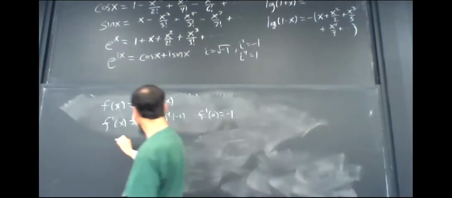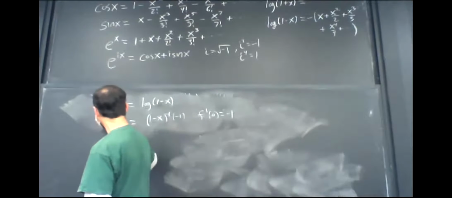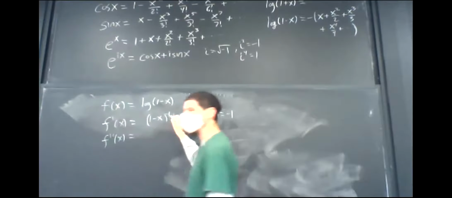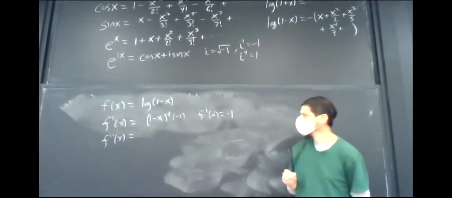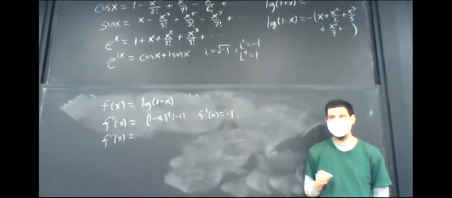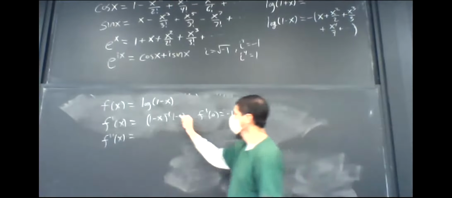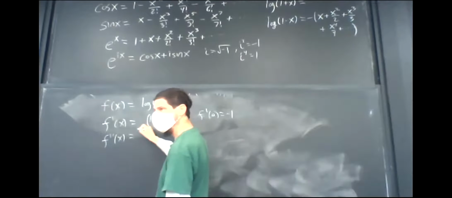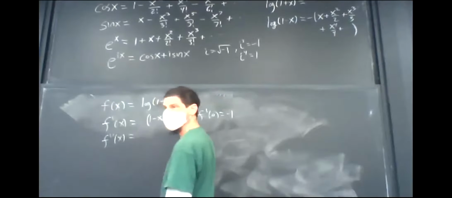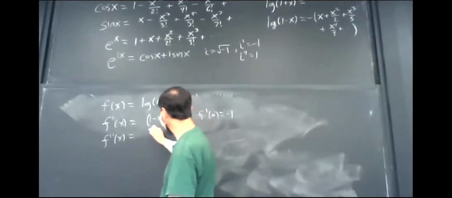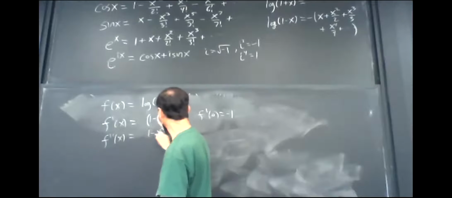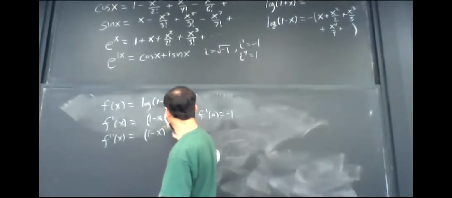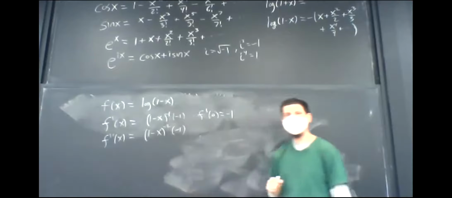Okay? Now let's calculate f double prime. F double prime of x. So I take the derivative of 1 minus x to the negative 1 with a negative 1. So negative 1 comes down. That reinforces this negative 1 and it goes away. So I get 1 minus x to the negative 2, and I have a negative 1.